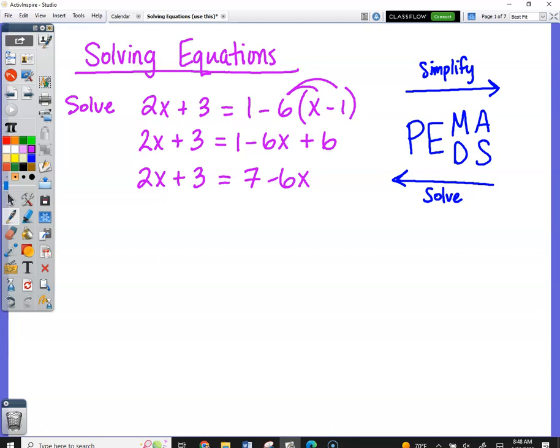I need to move things to the other side. So I tend to move the variable. If you'll notice, we have it here and here. I tend to move the one with the smaller coefficient because then I run into fewer negatives. So it doesn't matter which one you move. You can move the 2x by subtraction. I'm going to move the 6x over here by addition.